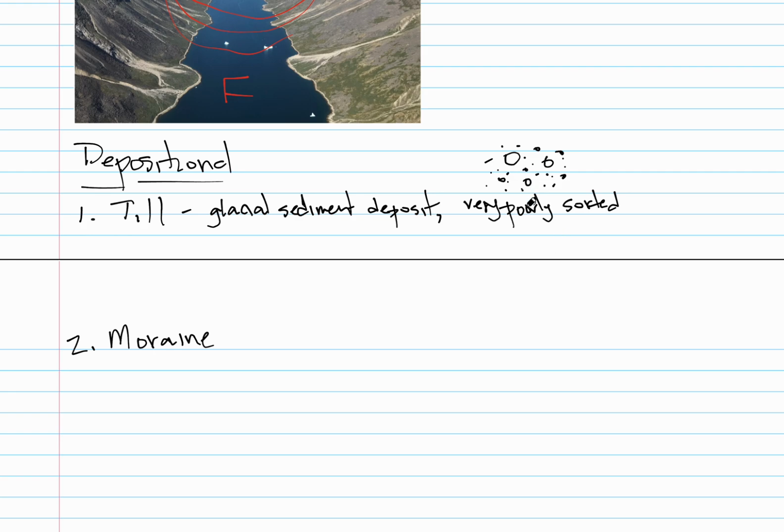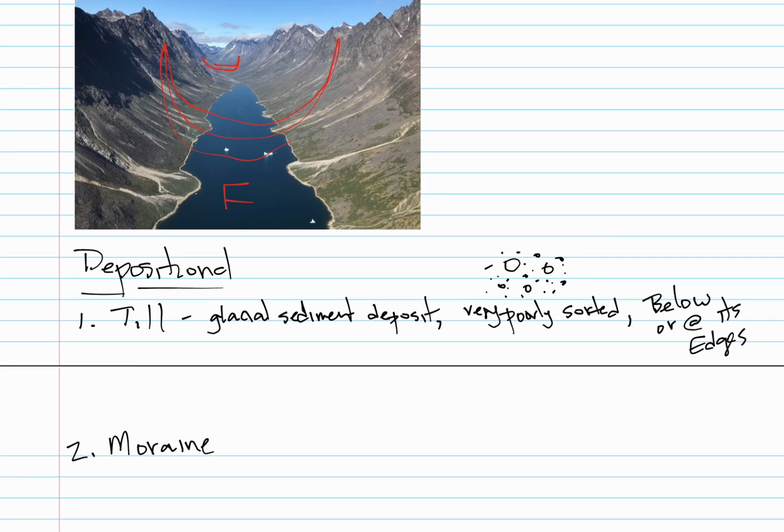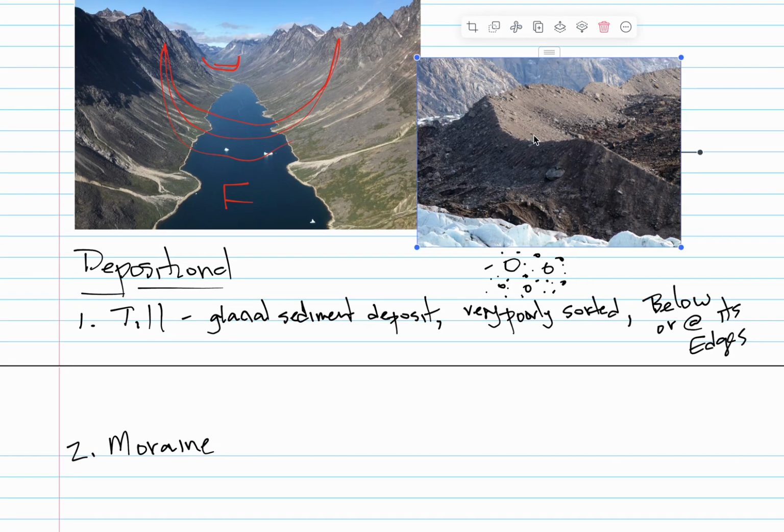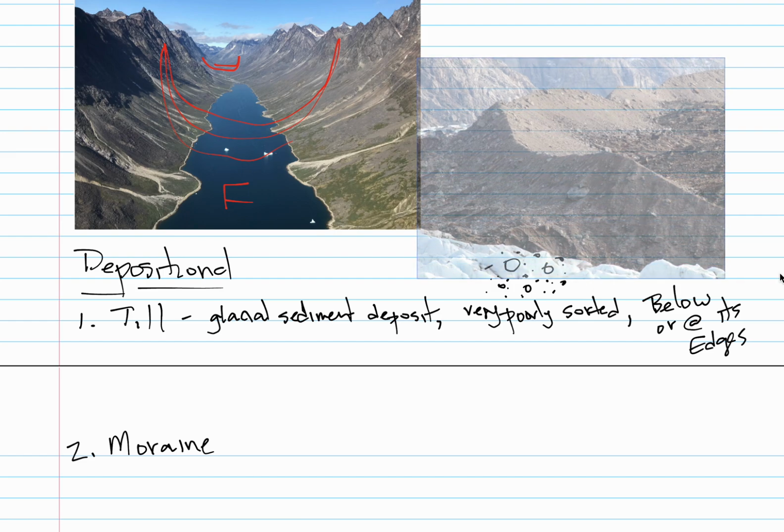And that has to do with just ice is solid and carries all these things equally, whereas a river can't carry a boulder and a grain of sand in the same way because the water's not strong enough. A till is deposited either below a glacier or at its edges. I'm going to insert a picture here for you of glacial till before we move on, just so you get an idea for what I'm talking about.